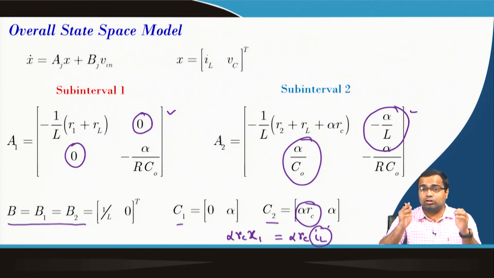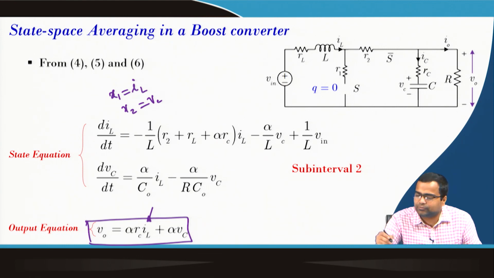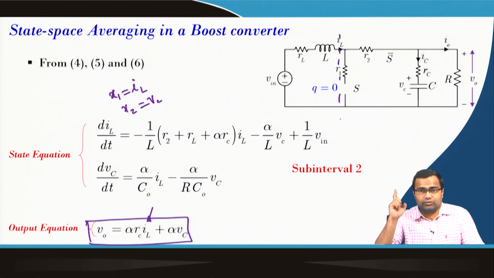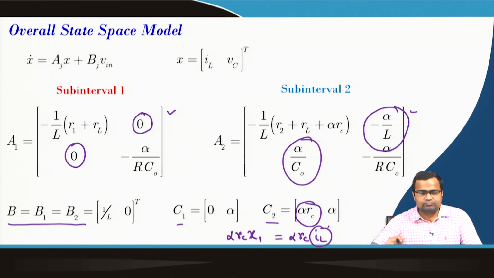is connected all the time. When the switch is on or switch is off, it is connected all the time. You see, the input voltage is never disconnected from the inductor side. So, the B matrix will always be the same in this case, but the A matrices are different.